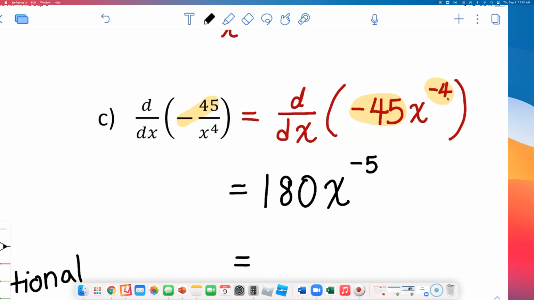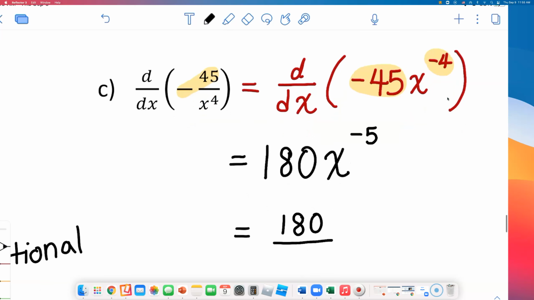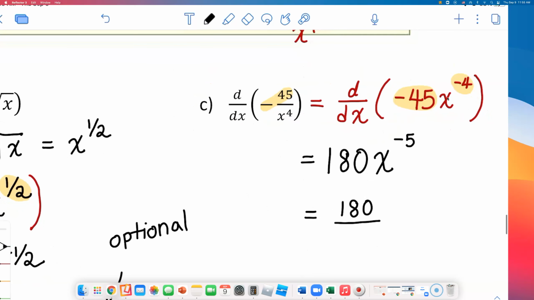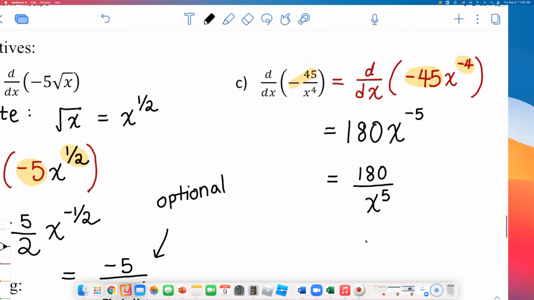If you decide to put this in a different form, you can put the 180 on top of the fraction. But if you want to send it back to the bottom, like say x to the 5th power in the bottom, the exponent is now positive because we sent it back to the bottom, and that's also okay. But I consider that to be the optional rewriting. You don't have to rewrite. I think this answer right there is just as beautiful.